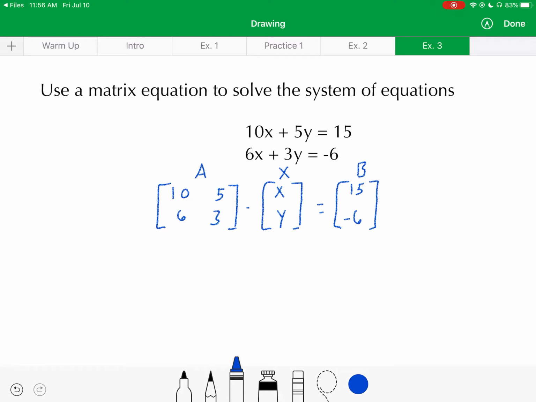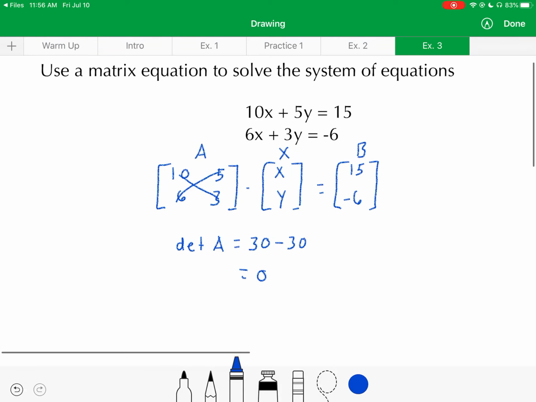And if we're going to solve it using inverse matrices, we need the determinant of matrix A first and foremost, which is going to be 30 subtracted by 30. That gives me 0. And that's a problem. That means the inverse does not exist. All right, so this is where the method of an inverse matrix fails us in solving the system. We'd have to go and use a different method, a different approach.